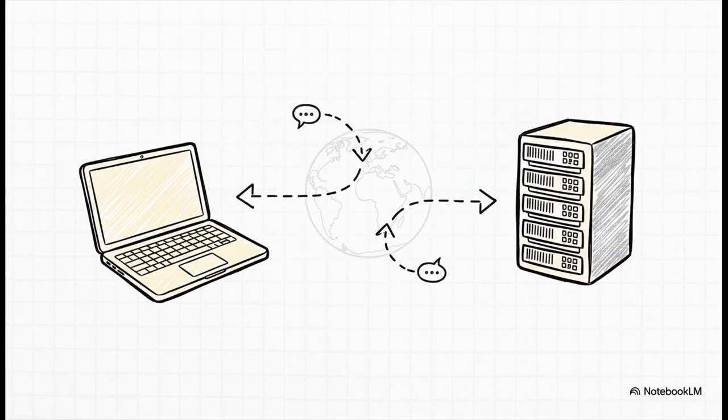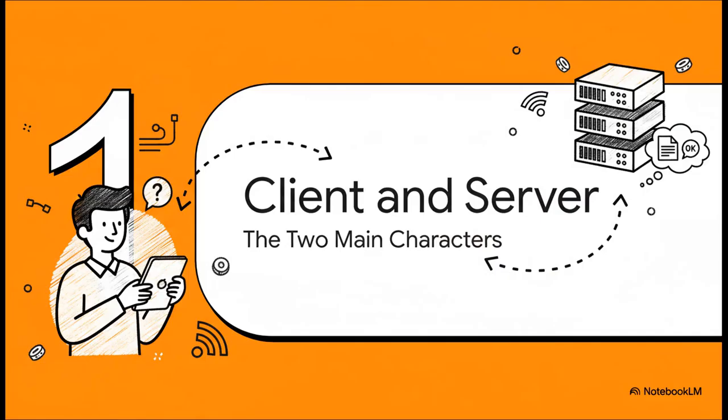What you're actually witnessing is this incredibly fast and intricate conversation. A little back and forth between your computer and some other powerful computer, maybe thousands of miles away. And that conversation, that dialogue, is the fundamental story of how the web works. Now, to understand any story, you've got to meet the main characters first, right? In our digital drama, those characters are the client and the server. They are the two sides of this whole conversation.